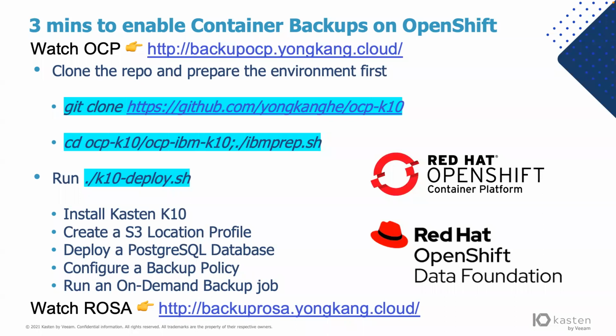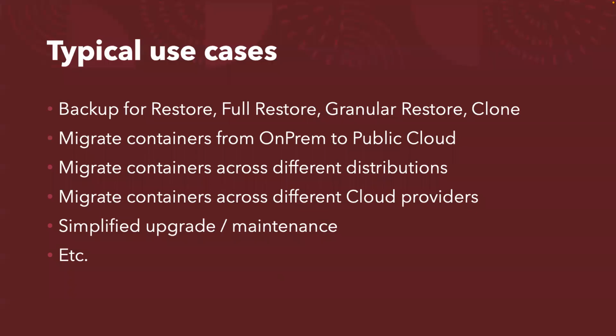Before I come back to the VS Code window, let me walk you through a few typical use cases. Why do we need the backup? The backup is more for your restore in case something happens. You might want to do a full restore. You might want to do a granular restore. You might want to clone to a new environment. You might want to do a migration from on-premise to the public cloud, or from a different Kubernetes distribution, or maybe you want to migrate containers across different cloud providers.